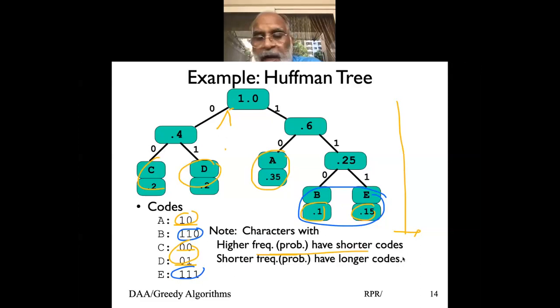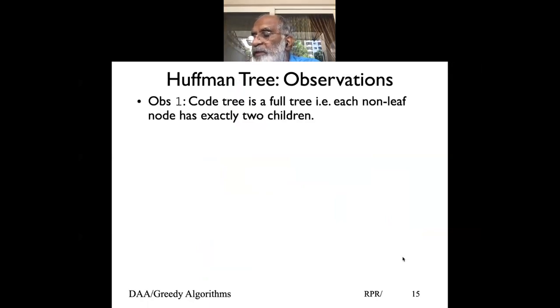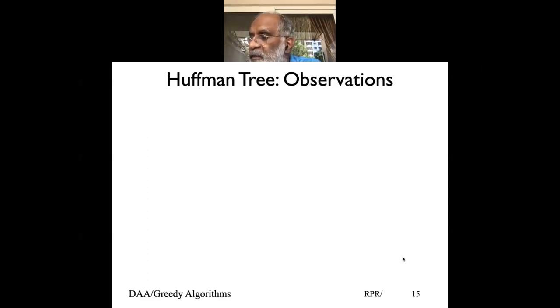And that's how my algorithm primarily would come out. So look at the observations. Look at the code tree: it is a full tree, meaning each internal node has exactly 2 children. So look at the previous case.